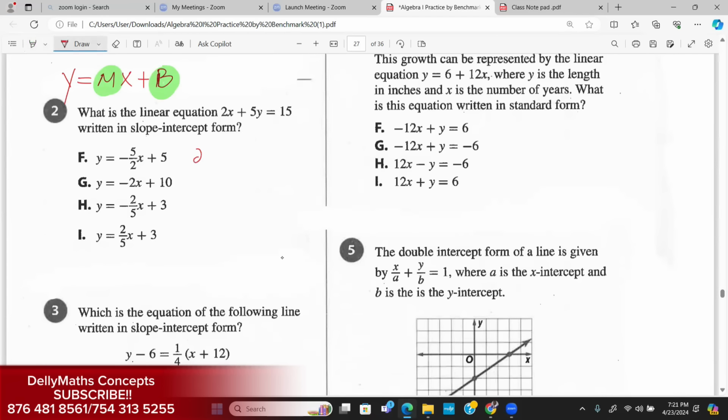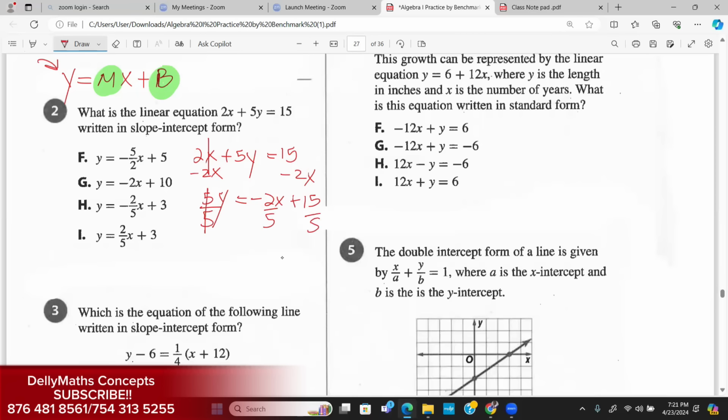So I'm going to take 2x plus 5y equal to 15, and then I'm going to make y the subject. So I'm going to subtract 2x from both sides. So 5y is equal to -2x plus 15. But we're not done yet. We're going to have to divide by 5 to ensure that the y is by itself.